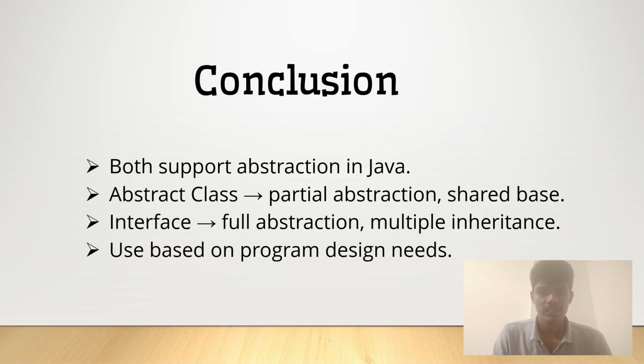Now, coming to the conclusion, let's summarize everything. Both abstract classes and interfaces are used for abstraction. Abstract class: partial abstraction plus shared implementation. Interface: full abstraction and multiple inheritance. When do we use them? Use abstract classes when classes are closely related. Use an interface when you want a contract across unrelated classes. Choosing between them depends on your design needs.